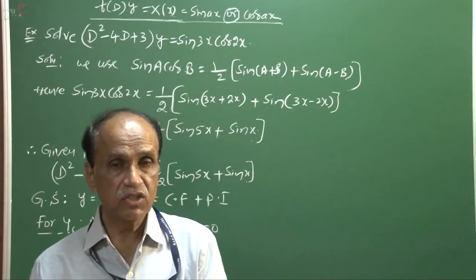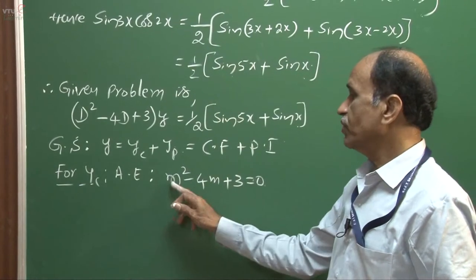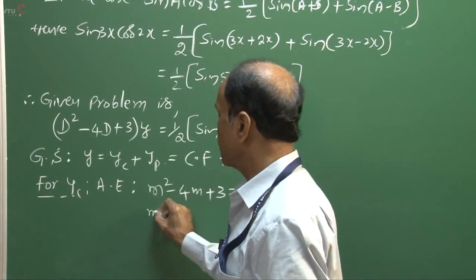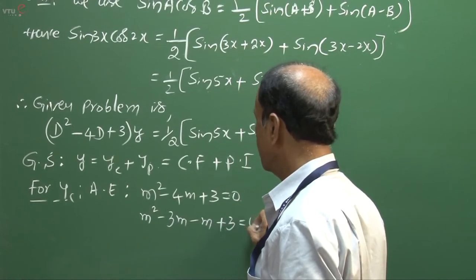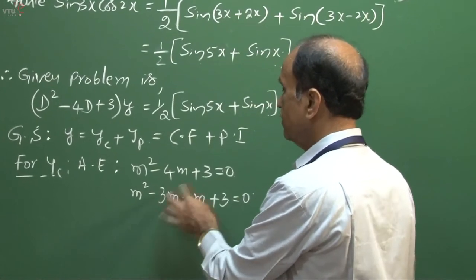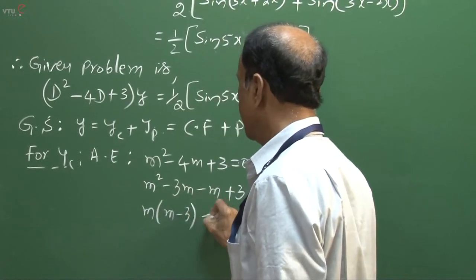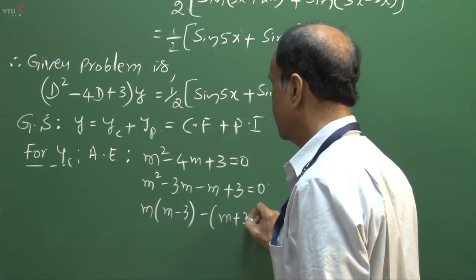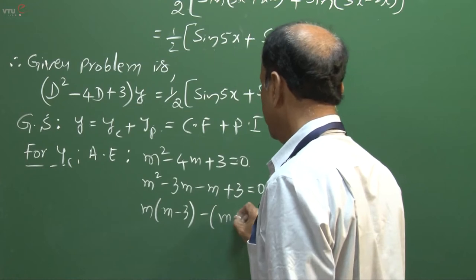This quadratic equation has two roots, so you have to write two factors. Therefore, 3m square can be written as minus 3m and minus m. Therefore, m square minus 3m minus m plus 3, you can split like this. This gives minus into minus, that is 3. Therefore, m into m minus 3 and minus 1 into m minus 3.